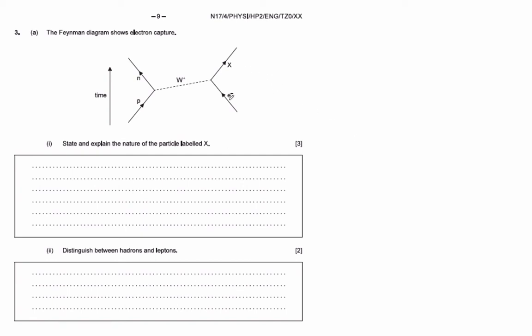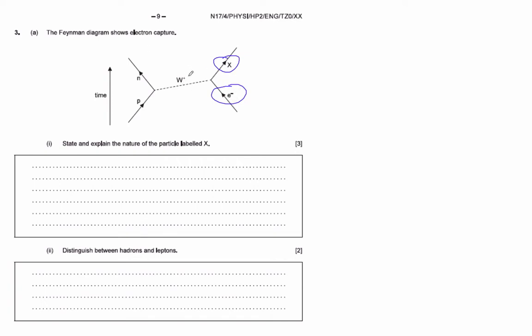Alrighty, I think we looked at this one in class, but let's see. State and explain the nature of the particle labeled X. So this is electron capture. Notice on this branch we've got a perfectly good electron that's going away. So in order to capture the lepton number for this thing, this thing has to have... Notice that the proton, the positive charge, comes out here.